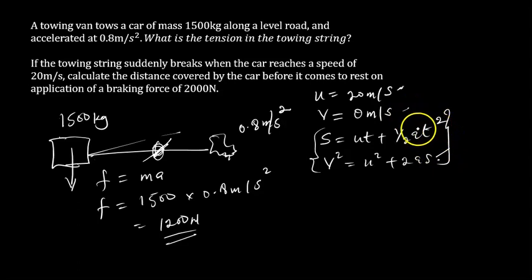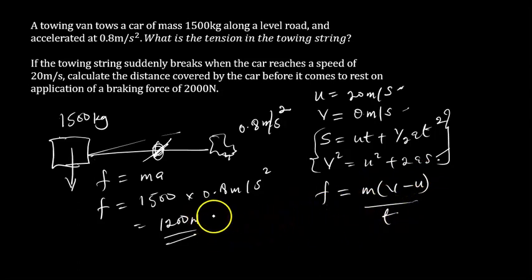So we must calculate the deceleration of the vehicle that helped it slow down from 20 meters per second to 0, and also we should be interested in the time taken for this deceleration to have occurred. Now remember that we said that F equals m times (v minus u) over t. Now if there was a force of 1,200 newtons, that means 1,200 newtons equals m, which has a mass of 1,500, and it went down from a velocity of 20 to 0.